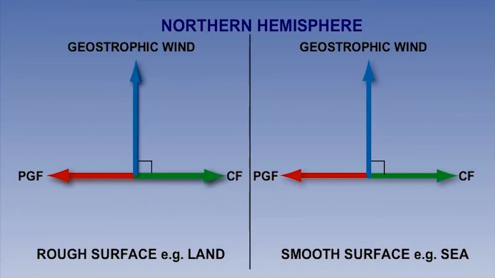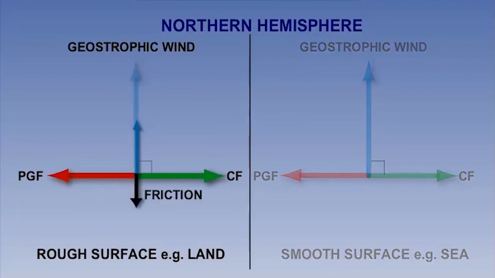The examples shown here are from the northern hemisphere. The image on the left will be used to understand surface winds over a rough surface, like a land mass. The image on the right will be used to understand surface winds over a smooth surface, like the sea. Let's concentrate on the image on the left.